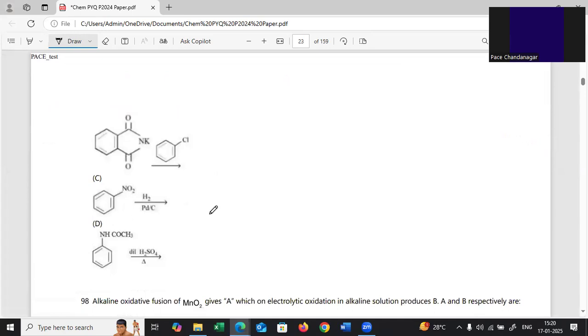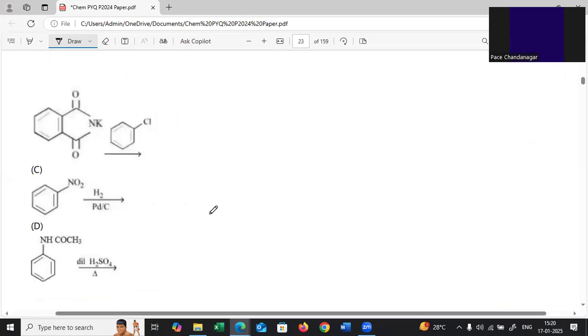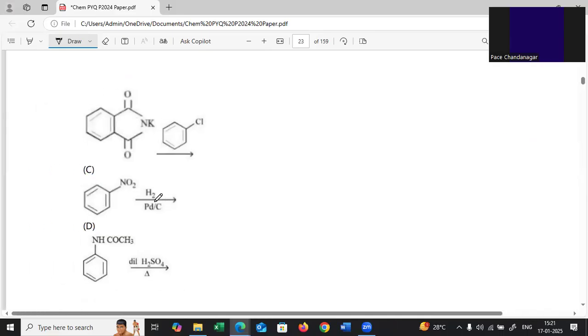Next, what do you have? You are given this part, NK with chlorine. That will not work. K plus and Cl minus, so K plus will go away with Cl minus. So that part will come here and that is not your aromatic part completely, right? So this cannot form. NO2 with hydrogen, let us see. NO2 with hydrogen, this is reduction. What will form? Your benzene structure with NH2. Yes, aniline is forming there.